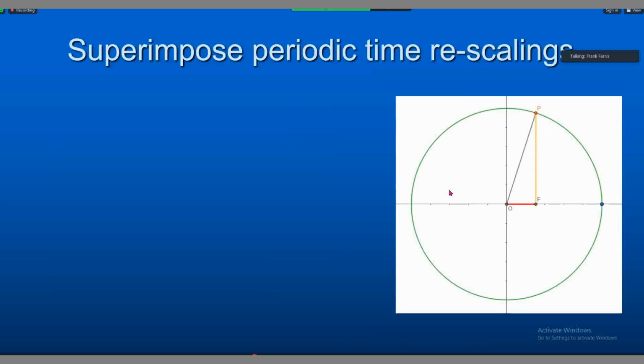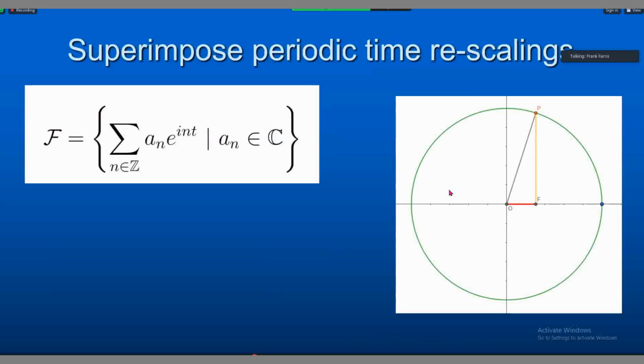I'm going to superimpose periodic time rescalings. That's going to give me a set of functions. This is a function space. It's the set of all the expressions you could make by putting integers in for n. Before I had e to the i times 1 times t, and 1 is an integer. And I had a half, and a half is a complex number, and I had e to the i 2t, and 2 is an integer. But this invites us to imagine that you just keep putting in terms like this. You can have as many as you want, and theoretically you can have infinitely many of them.